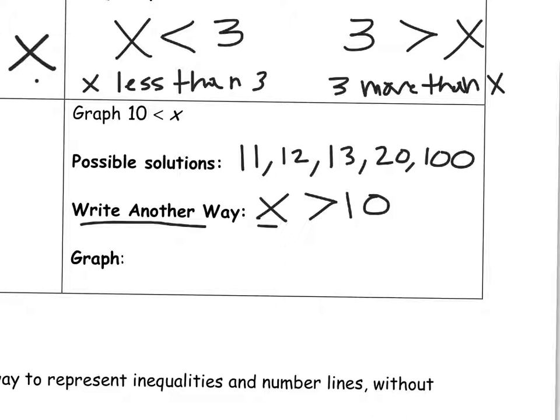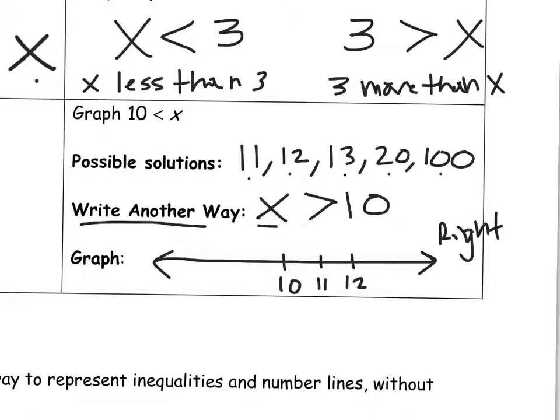And when we graph, we'll graph our number line, we'll plot 10 in the middle, and then if you want to, you can think about where these numbers are. 11, 12, 13, 20, 100. So 11 would be here, 12 would be here. That's enough for me to realize that I am shading to the right.